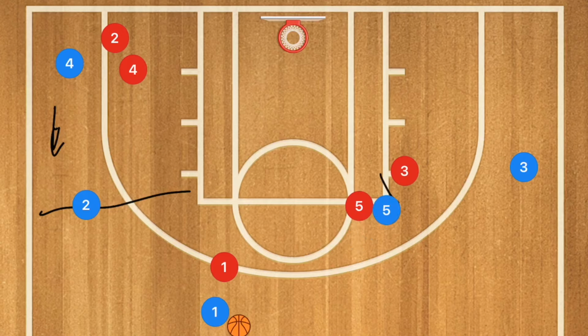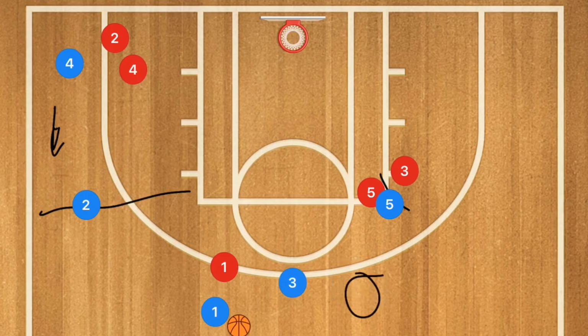Meanwhile, we're going to have player 3. He is going to be getting screened by player 5. He could be open for a three-point shot. And now, if he's not open, let's say player 3 fought through, he's going to go and set a screen for the screener.